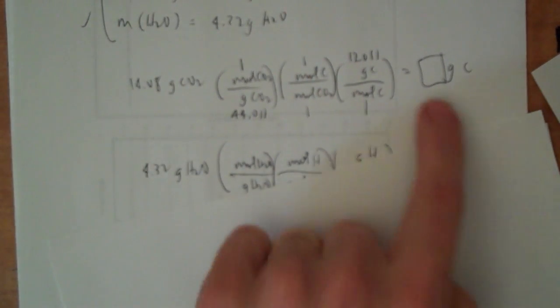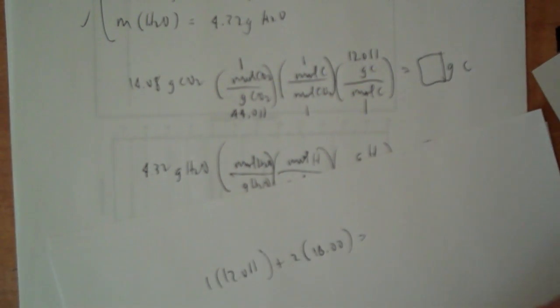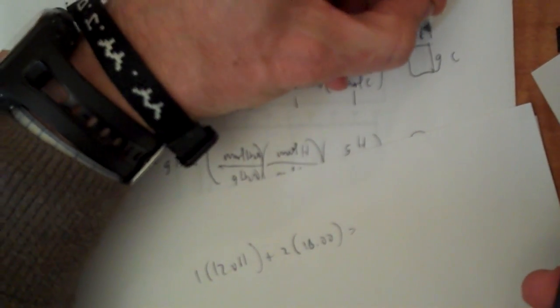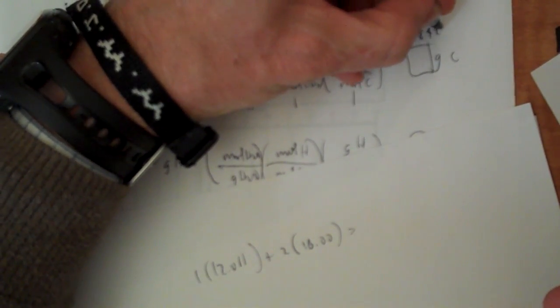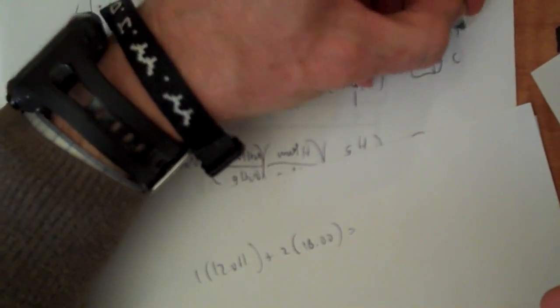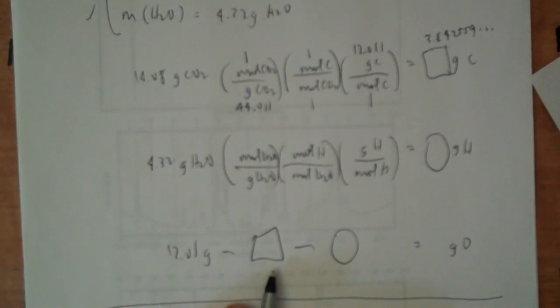Okay, so let's figure out this number. It is 3.843. 3.842559, and so on. Okay, and that number is going to go here. Let's do this one now.